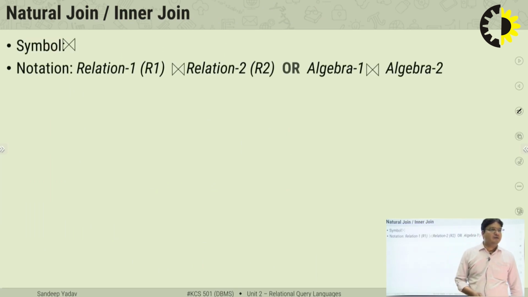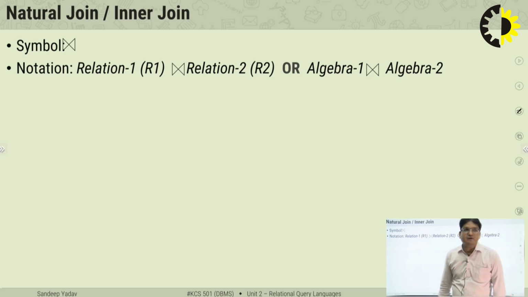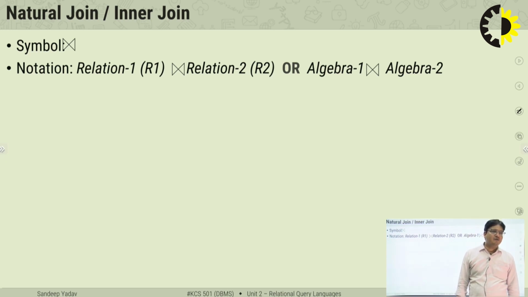Next is inner join, that is denoted by the symbol join operation. Notation is relation R1 join R2 or algebra 1 join algebra 2. Suppose our query fetches data from more than one table, then we need the join operation. The purpose of having the join operation is to fetch data from more than one table. If the data is being fetched from more than one table, then we need to use the join operation.